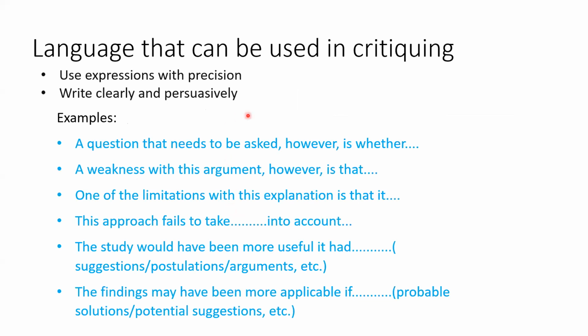But on the other hand, when you are writing critiques, these are some of the examples that you can use. A question that needs to be asked, however, is whether; a weakness with this argument, however, is that. Now, this is a description of an argument. However, now this word, however, will deviate the focus, which will give you something to argue with. One of the limitations with this explanation is that; one limitation, you are trying to find a limitation that is critiquing what others have found, right? The approach fails to take something into account. The study would have been more useful had it blah, blah, blah, right? This is something that you are trying to fill. Now, these are some of the phrases that you can make use of if you are trying a critique.